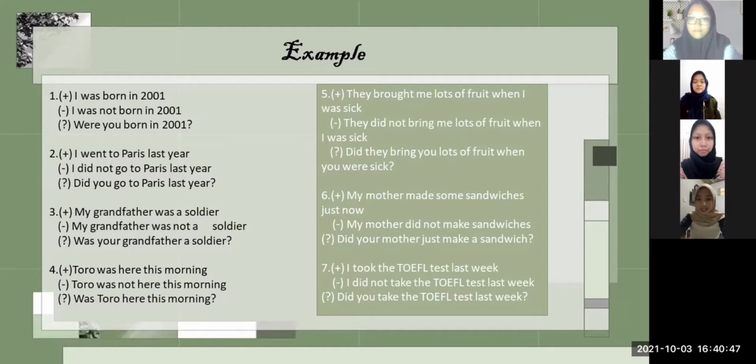Thank you. Next. Hi, I'm Lucy and I will tell you more examples. Number 6. Positive: my mother made some sandwiches just now. Negative: my mother did not make sandwiches. Question: did your mother just make a sandwich? Number 7. Positive: I took the TOEFL test last week. Negative: I did not take the TOEFL test last week. Question: did you take the TOEFL test last week?